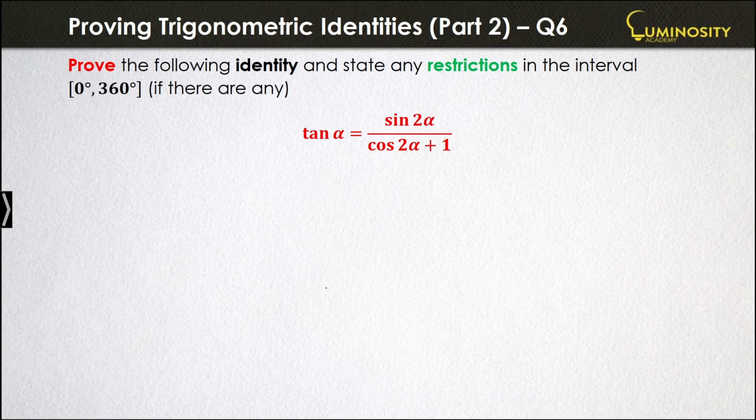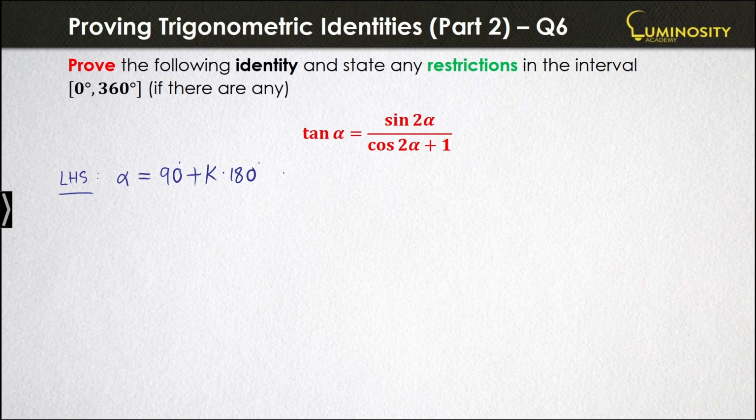Okay, so I'm going to focus on the restrictions first, and immediately on the left-hand side, I see a tan alpha. So when is tan alpha undefined? When does it have restrictions? At its asymptotes. So the asymptotes are when alpha is 90 degrees plus the period of tan, which is 180 degrees times integer k.